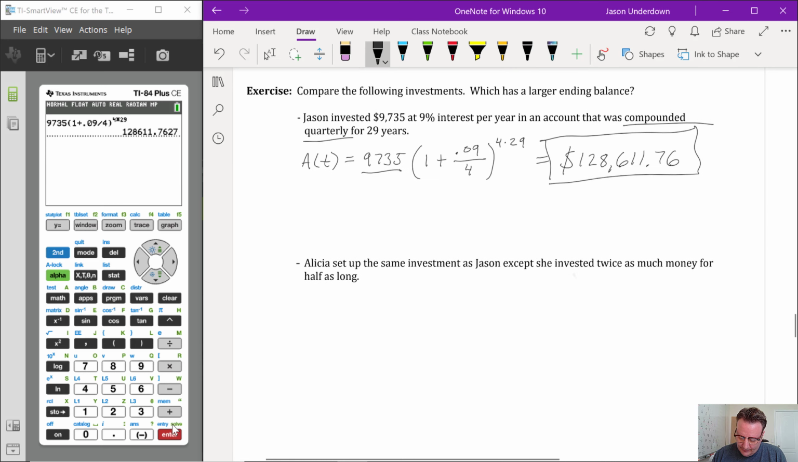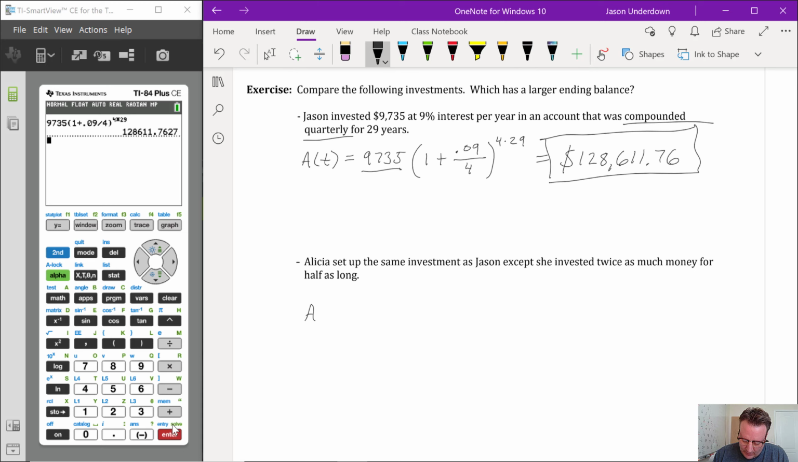How about Alicia? What formula should we use for her? Well, she's not investing 9,735. She's investing twice that amount, so 2 times 9,735. So she's investing $19,470 initially. But she gets the same interest rate, 0.09, and she gets the same compounding setup, quarterly. But she's not going to keep the money in there for 29 years. She's going to do it for half as long, so 29 divided by 2. So she's going to keep the money in there for 14.5 years.